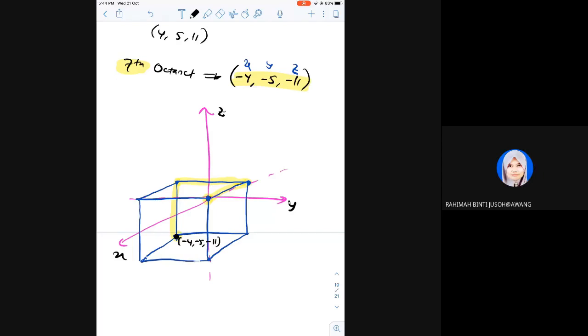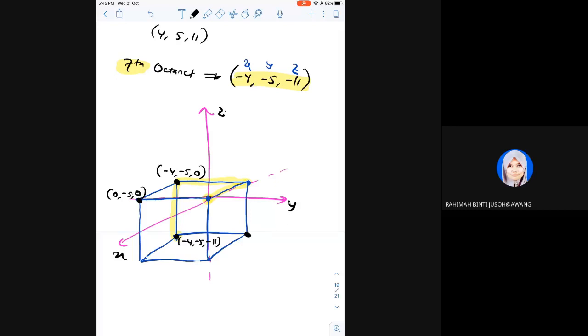Okay, what if I ask you, what's the coordinate here? Apa koordinat kat titik hitam ni? It should be negative 4, negative 5, 0. Yes, well done. Okay, very good, yes. How about this? Apa koordinat? 0, negative 5, 0. Well done. Yes, very good. How about this?